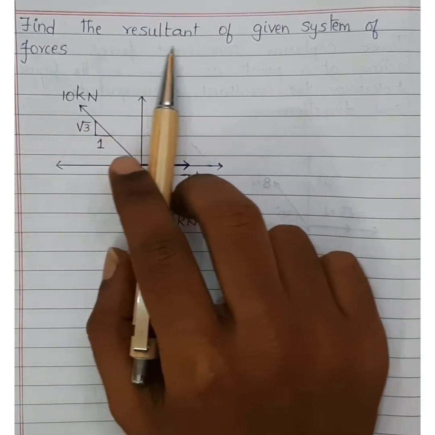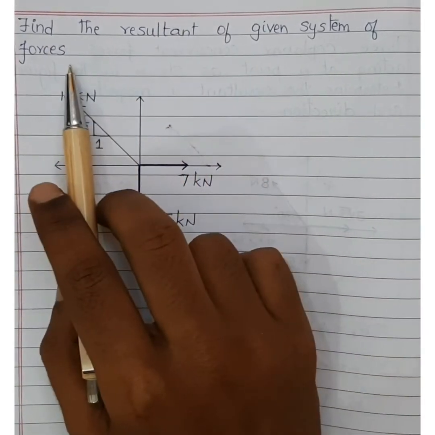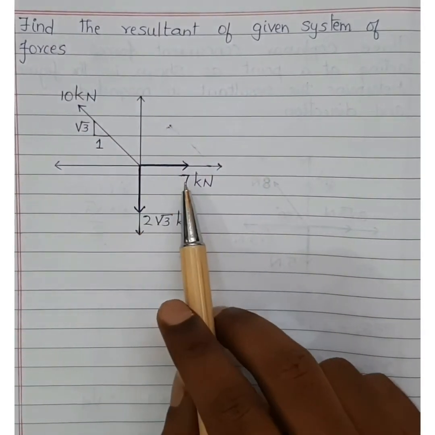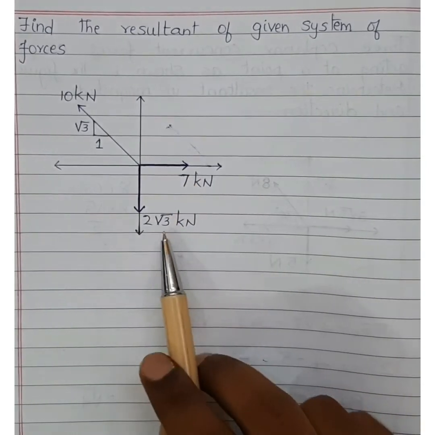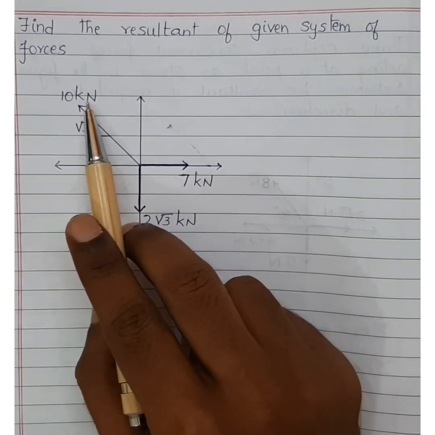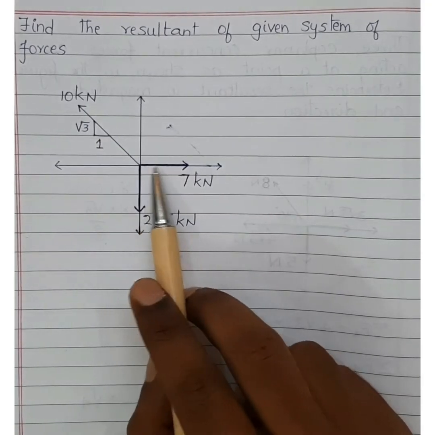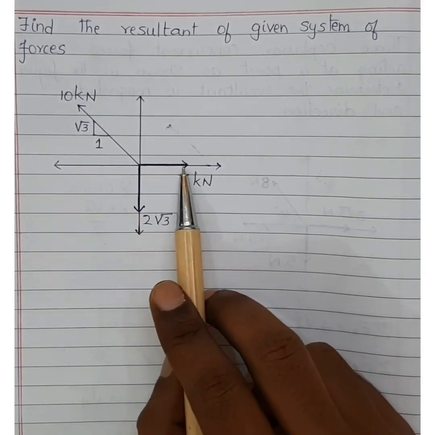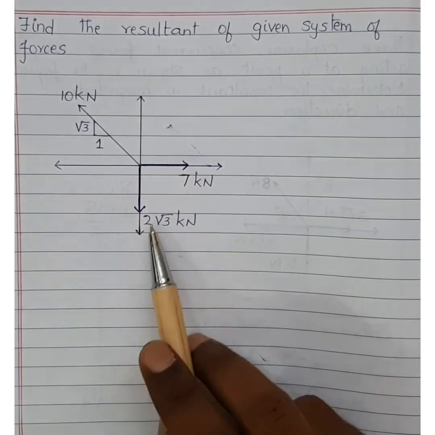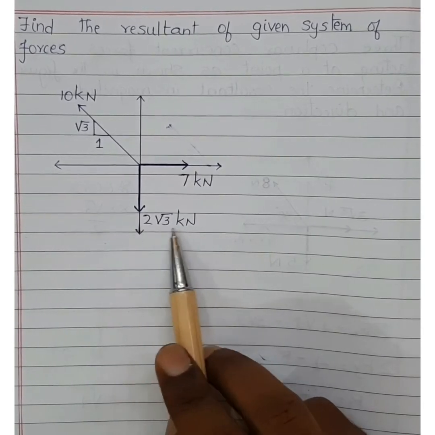Find the resultant of given system of forces. In this sum we have 3 forces, one 7 kilonewton force, 2 root 3 kilonewton force and a 10 kilonewton force. Here the 7 kilonewton force is a complete horizontal force, so no need to resolve this. This is also a vertical force, so no need to resolve this.